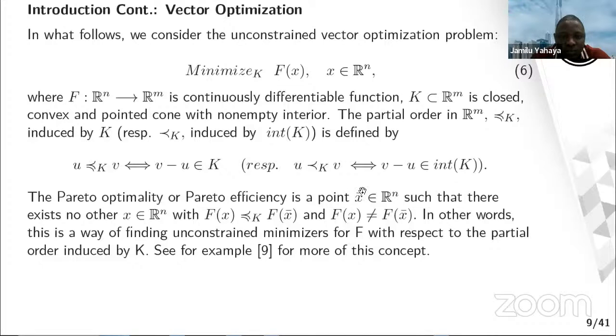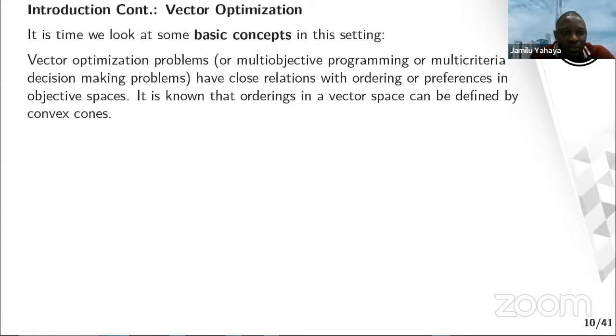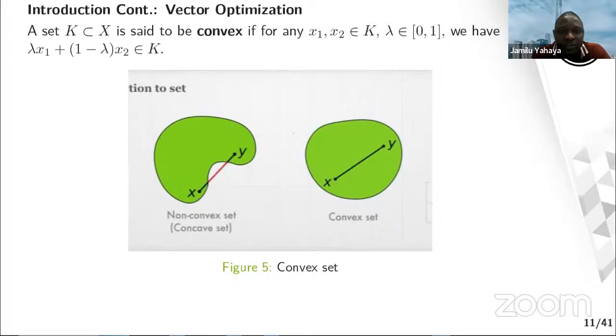Before we go deep into the presentation, we need to look at some basic concepts. Vector optimization problems, or multi-objective or multi-criteria decision making, have a close relation with ordering or preferences in objective spaces. It is known that the orderings in a vector space can be defined by a convex cone. So first of all, we need to know what a convex set is, which I believe we all know. As you can see from the graph here, above we have the mathematical definition of a convex set, while in the picture here, we have a picture representing a convex and a non-convex set.